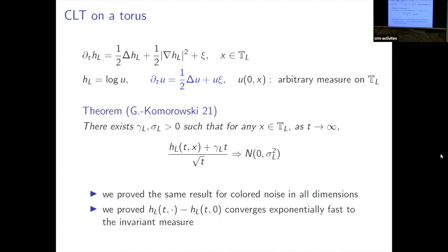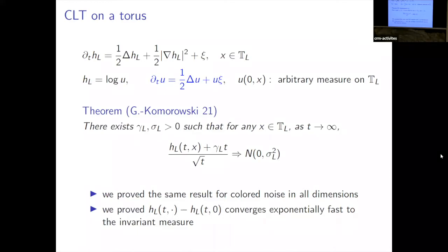So the theorem I presented there is for a fixed point x. You can ask, what happens to the surface as a random function? It turns out that this relative fluctuation, which I call the increment process, as explained, has an invariant measure, and we can show that on the fixed torus, it converges exponentially fast to the invariant measure.